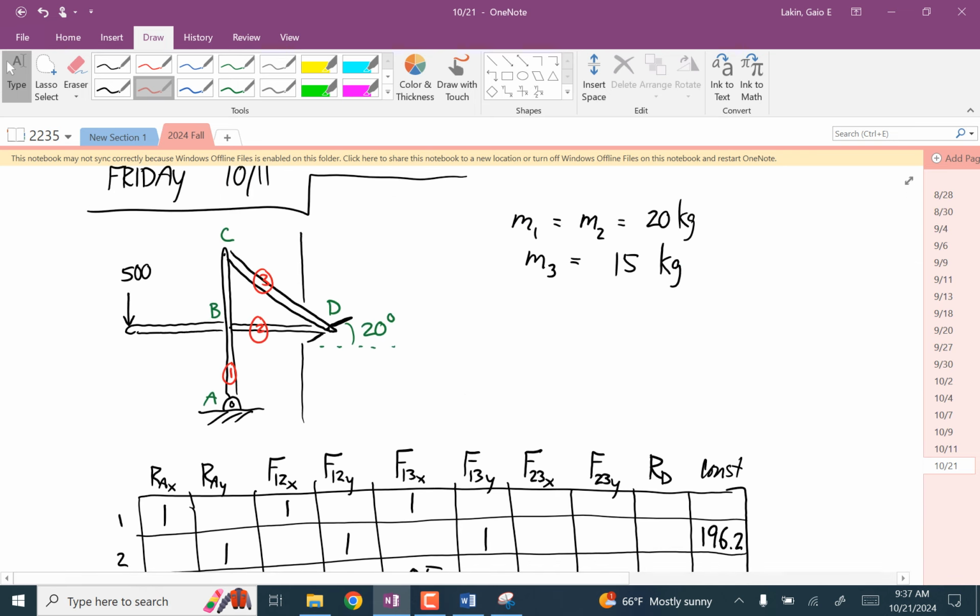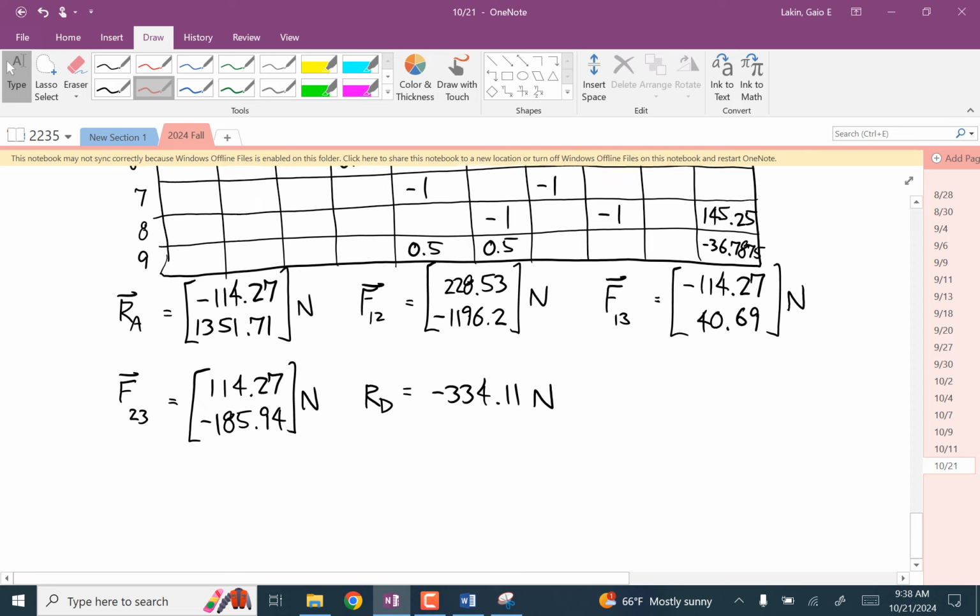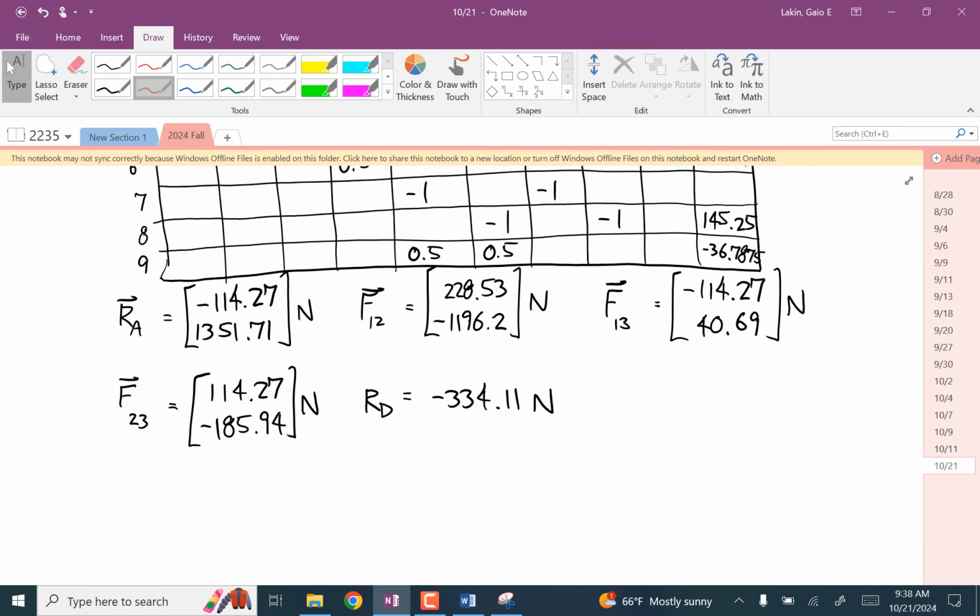Okay, it makes perfectly good sense that that RD is negative the way I drew it, because I had it pushing like to the upper left, and you can see that with that 500 Newton force, it's going to have to go the opposite direction. So I don't have any intuition about the numbers there, but that RD is in the right direction. Anybody have any questions about that?